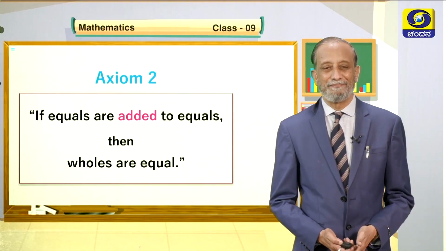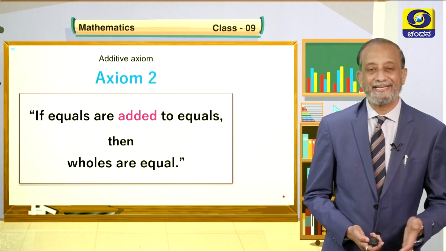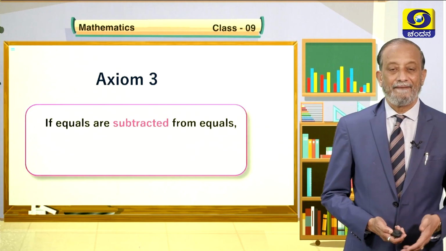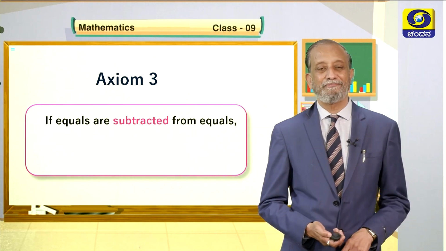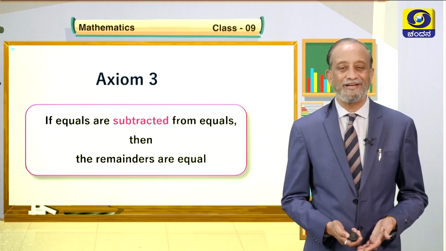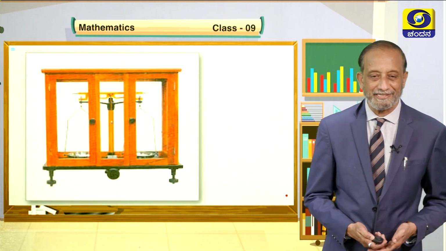That was axiom number 2. This can also be called the additive axiom. Now, axiom number 3 states that if equals are subtracted from equals, then don't you think the remainders will also be equal? This can be understood with the help of the physical balance once again.